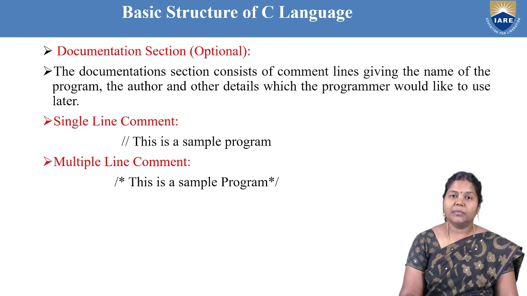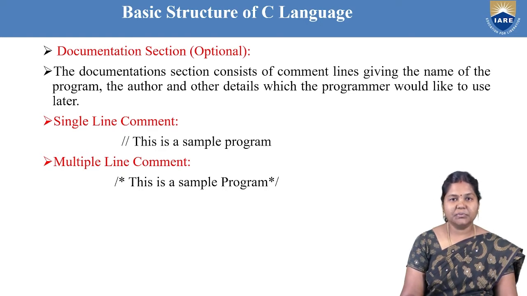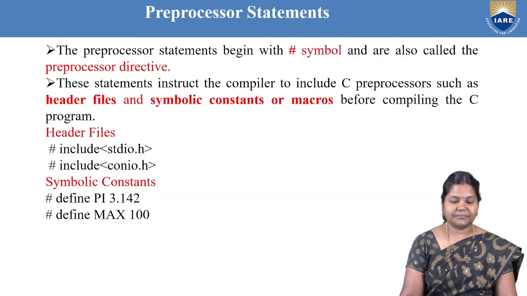How to provide this documentation? For providing documentation, two types of comment lines are used in C. One is called a single line comment and the other is called a multi-line comment. For a single line comment, a double forward slash is used. One single line of instruction which is not compiled but is used for documentation purposes, you can write. Similarly, if you want to write multiple lines of documentation, then you can use a forward slash with a star, and after writing multiple lines you can close it with a star and forward slash.